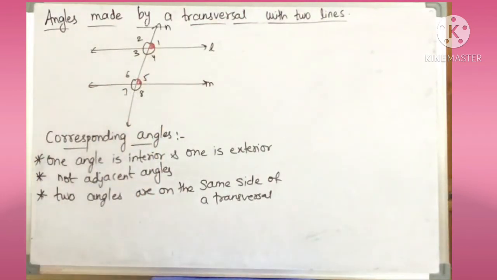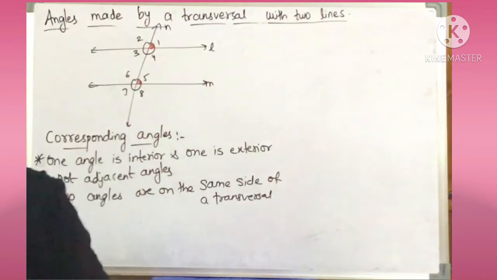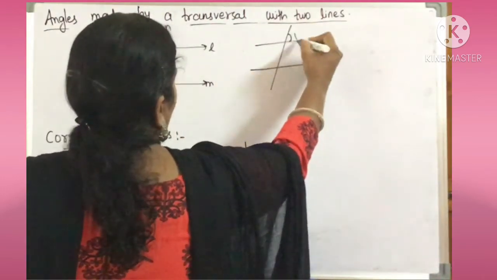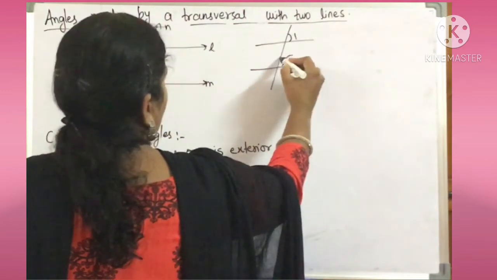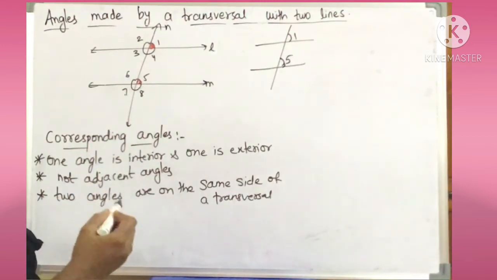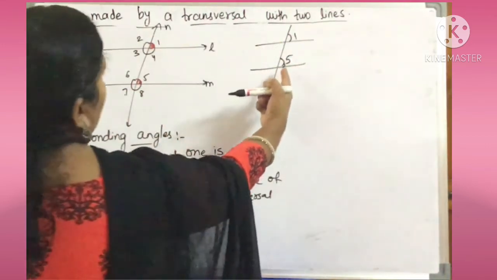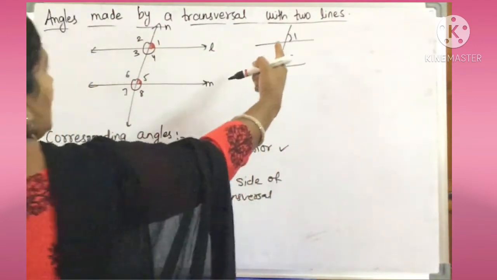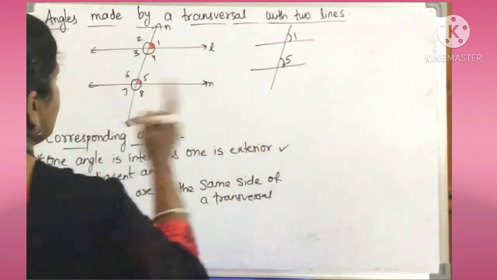Here, how are 1 and 5? I am drawing here 1. Suppose these are 2 lines, and here is 1 and here is 5. Okay. Now if you see, 1 is what angle? Is it exterior or interior? Yes, it is exterior. And 5 is what? Interior. So here the first condition is satisfied. 1 is exterior and 5 is interior.